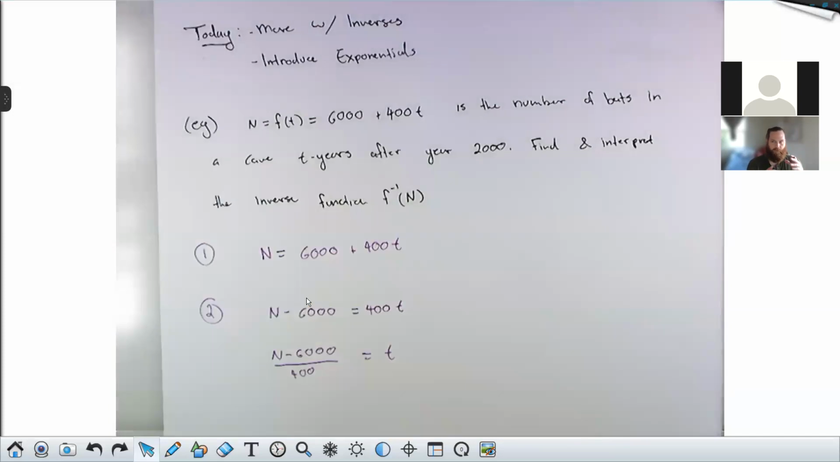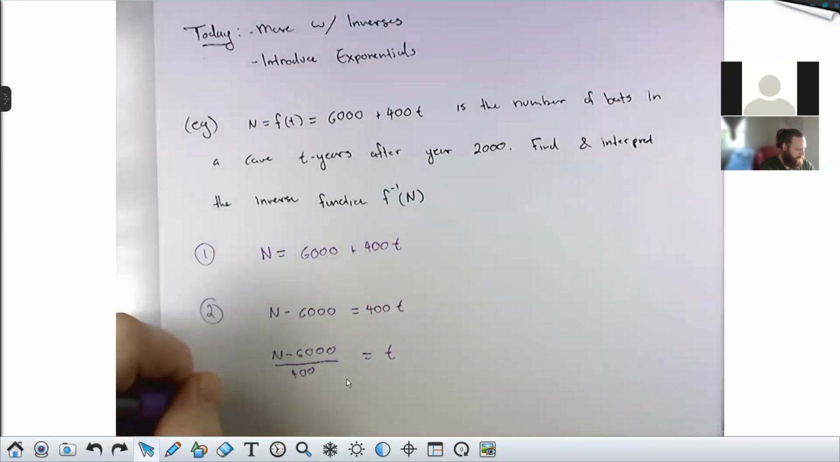So normally our first step is to replace f of x by y, and then normally our second step is to solve for x in terms of y. Here we replaced f of t by n, and then we solve for t in terms of n. Same thing, just different labels. They want us to write f inverse of n, which should be a formula for the original input in terms of the original output. And you see here, when I solve for t, I get a formula involving n. So there's no need to swap here.